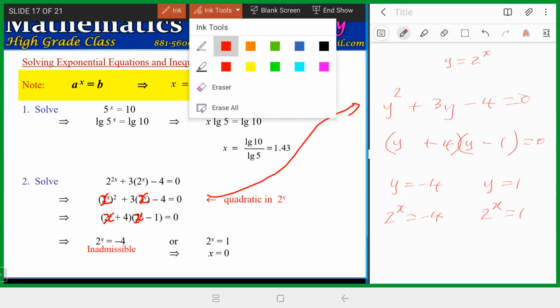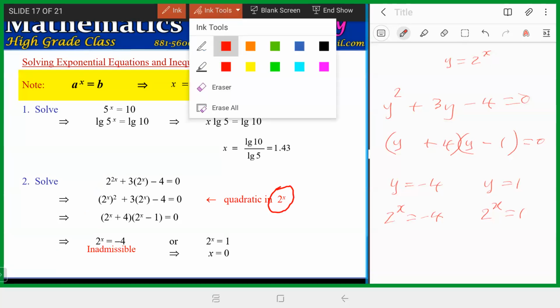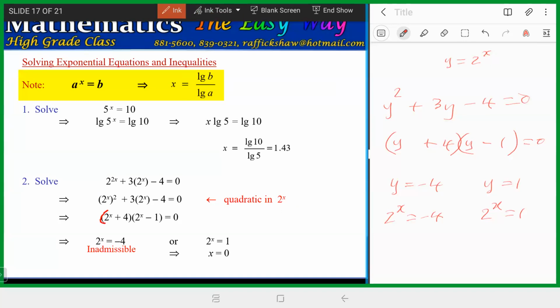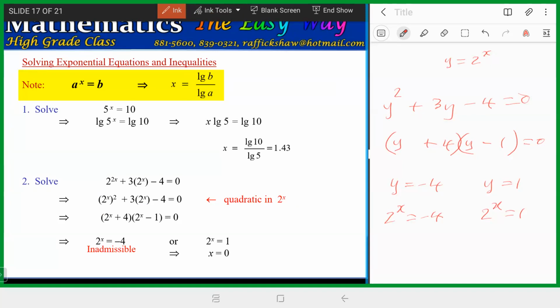But I would want you to practice this way so that you can grow in mathematics. Instead of a positive in x or a positive in y, it becomes a positive in 2 to the x. So my variable is 2 to the x. That's why I have 2 to the x here and here. Everybody online can see that as well.